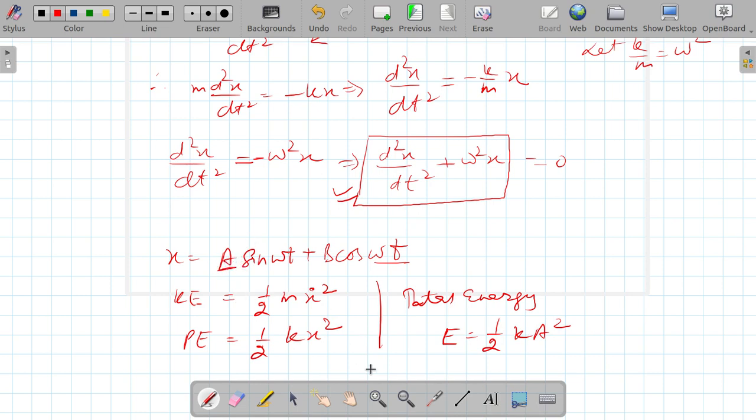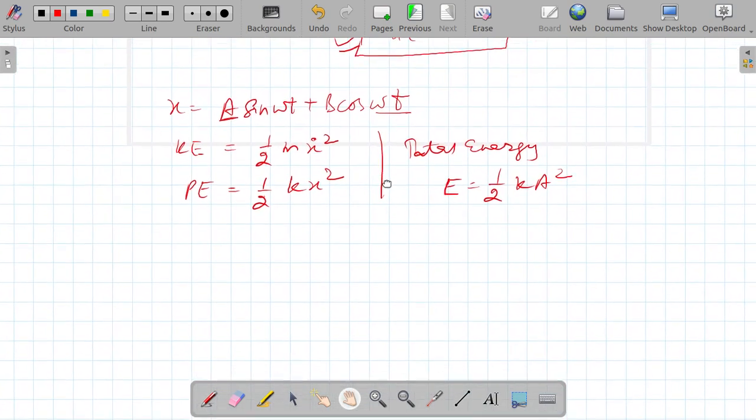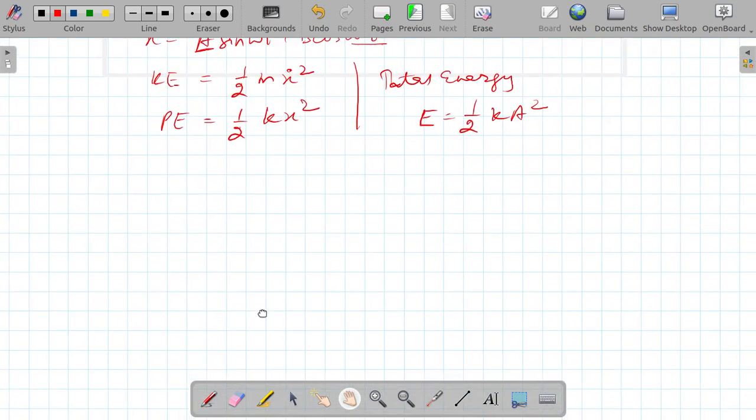So let us try to represent these results graphically. If I try to plot the wave function, it must be like this, right? It is the time axis, and say it is the x-axis. So if it executes simple harmonic motion, then x changes with time in this manner. And let us have a look at the energy plots.